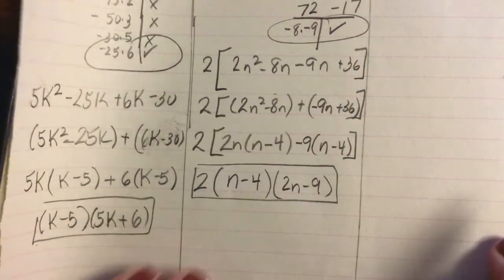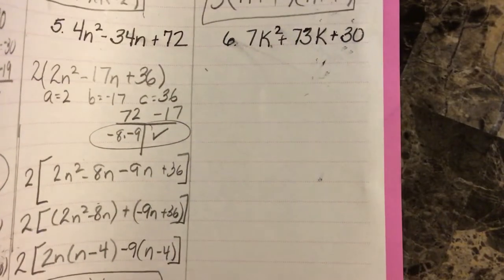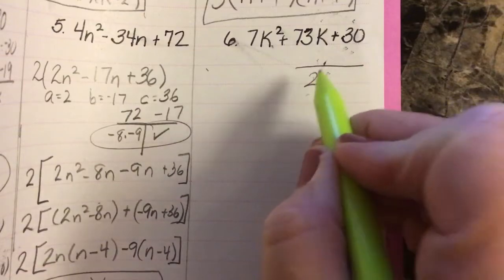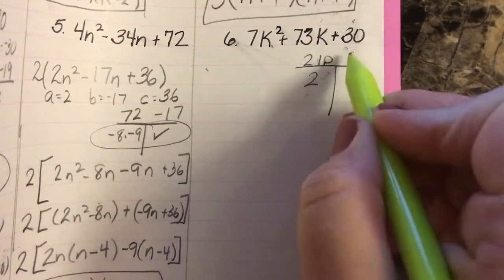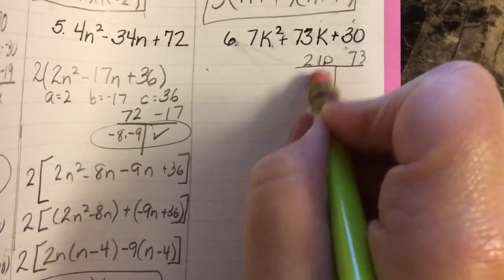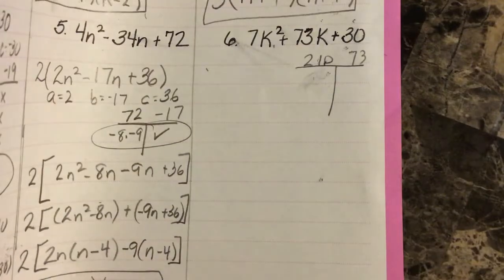Okay, on to my last one, number 6. They do not have a common factor. So I'm going to do A times C. Sum of B. I can see I'm running close to being out of time, so I may have to skip this part.